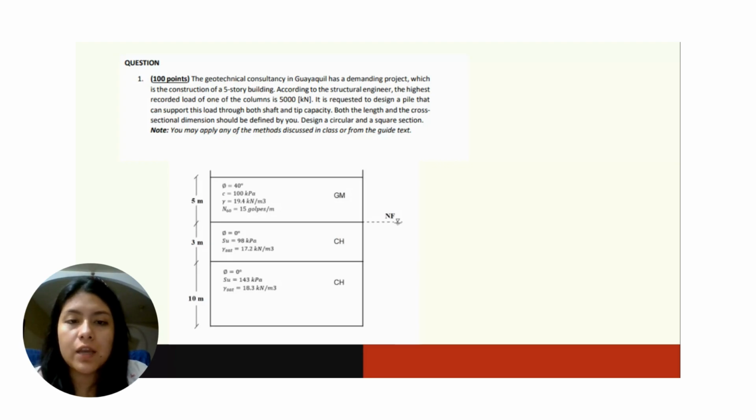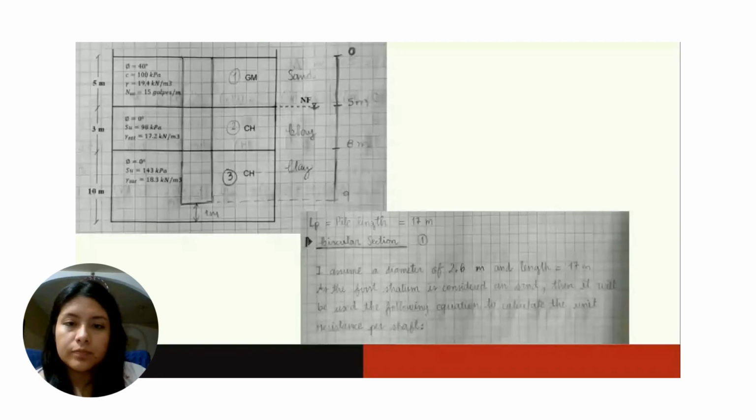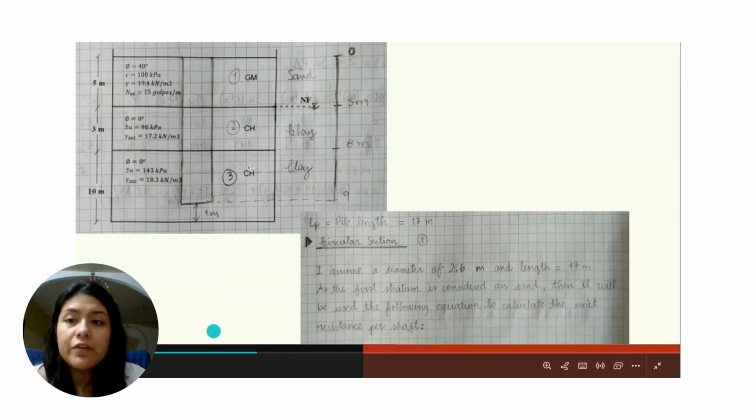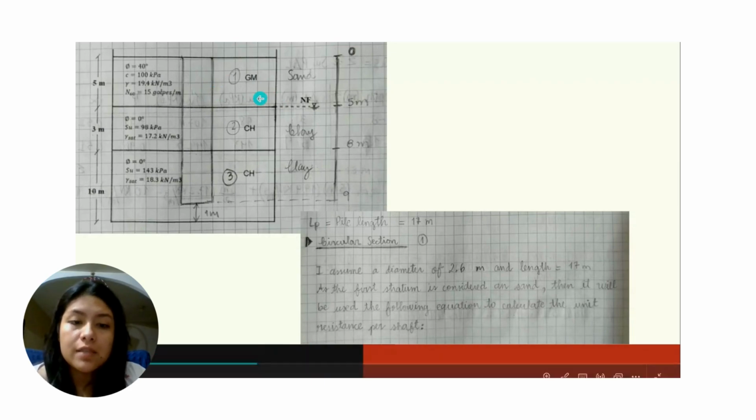Now, to begin the design, we must understand the soil conditions. It has three layers. The first layer is gravel, 5 meters high, and layers 2 and 3 are clay and 10 meters high respectively. Then, we have the assumption for the circular section. I assume a diameter of 2.6 meters and a length of 17 meters. As the first stratum is considered a sand, we will use the following equation to calculate the unit resistance per shaft.